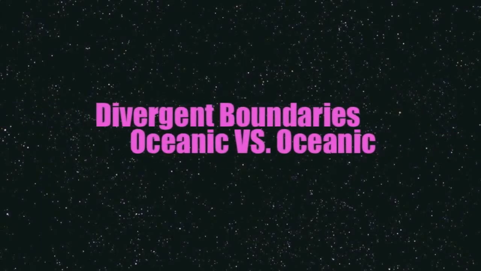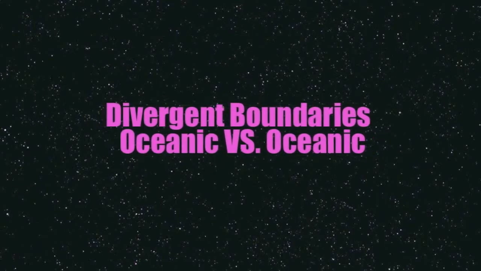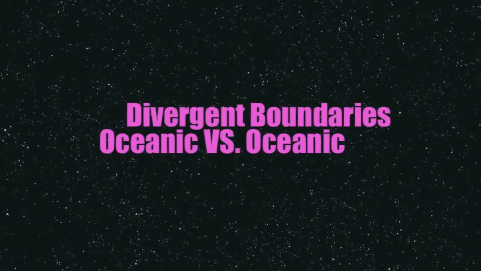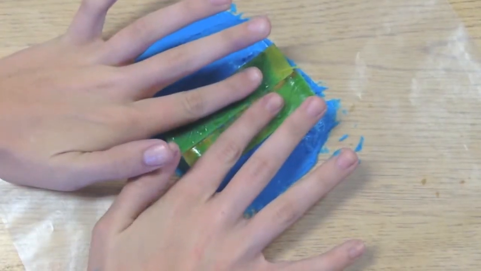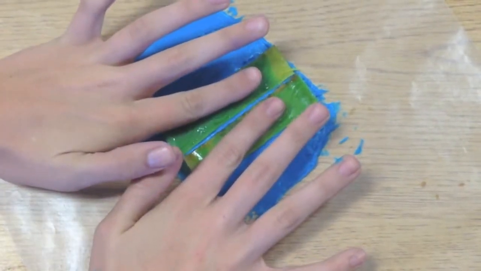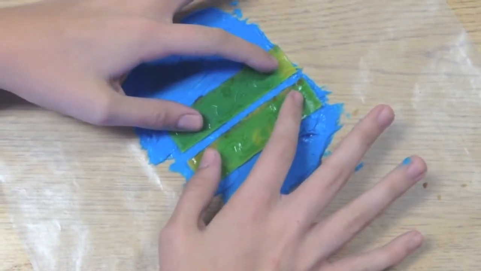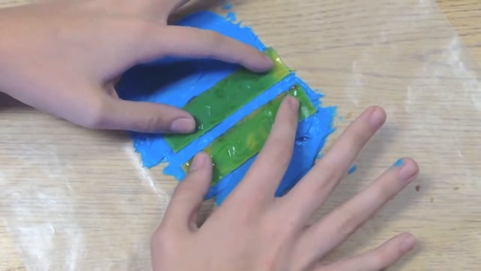Divergent boundaries. These boundaries are the opposite of convergent boundaries. Here, two plates move apart from one another. Most divergent boundaries occur at the mid-ocean ridge, the longest mountain range in the world, with a total length of 60,000 kilometers. But those are underwater. The divergent boundaries on land are called rift valleys.